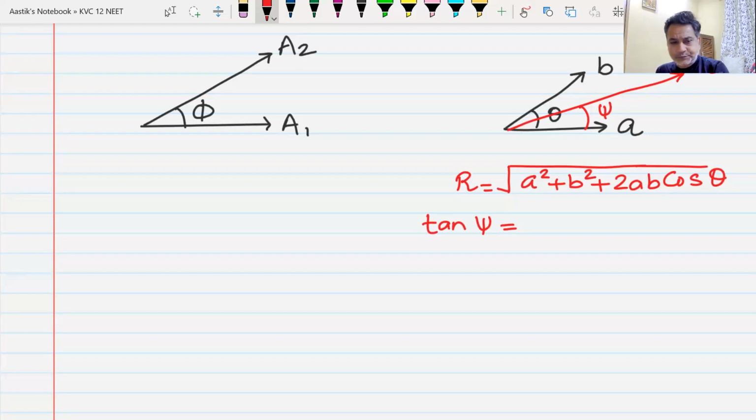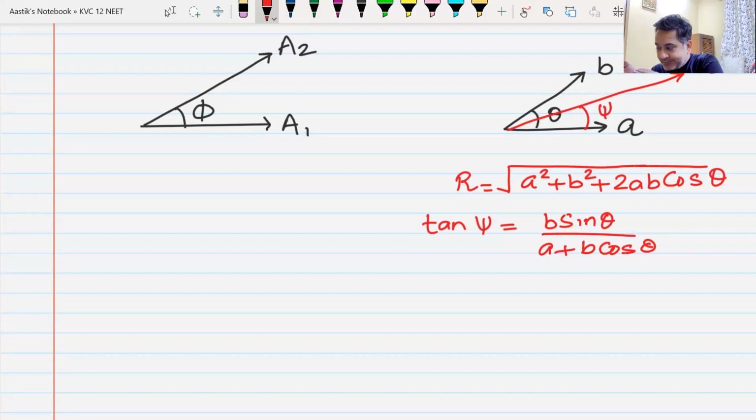It is equal to b sine theta upon a plus b cos theta. Do we remember this? Yes, sir. I've added this and I've given you this example. So similarly, I can add this.